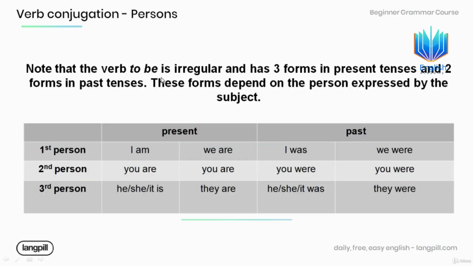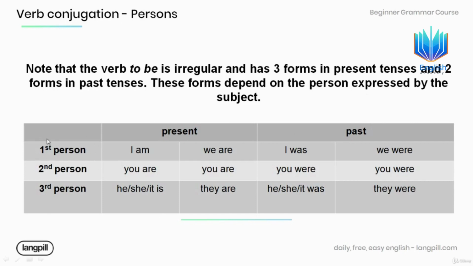Note that the verb to be is irregular and has 3 forms in present tenses and 2 forms in past tenses. Now, these forms depend on the person expressed by the subject. Have a look at the table below.